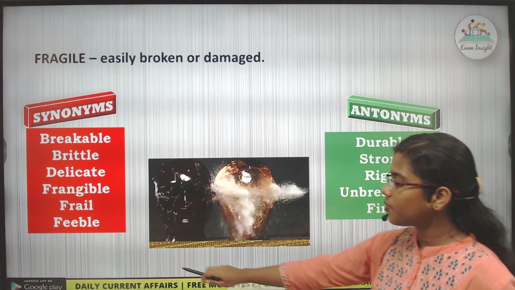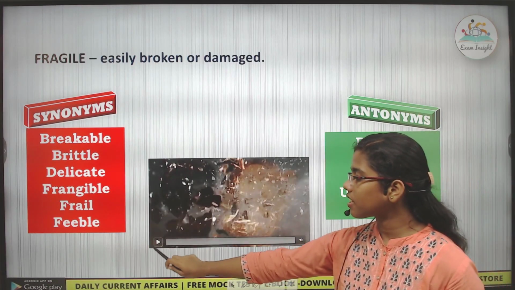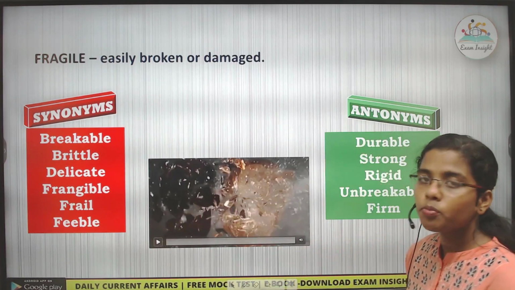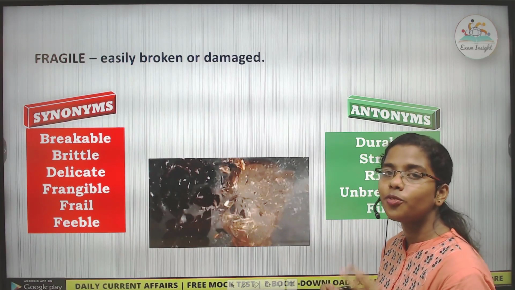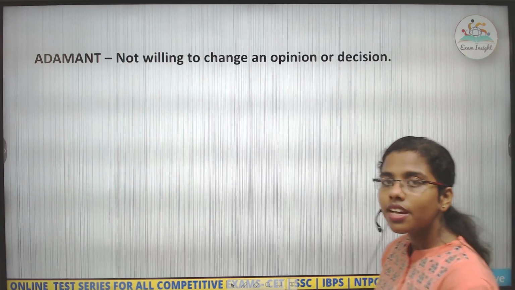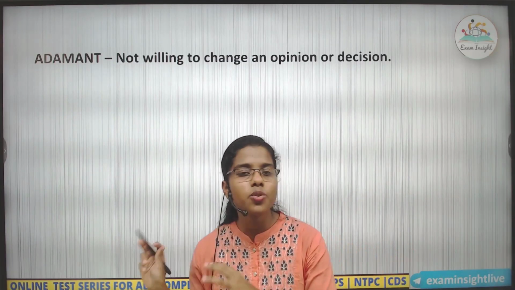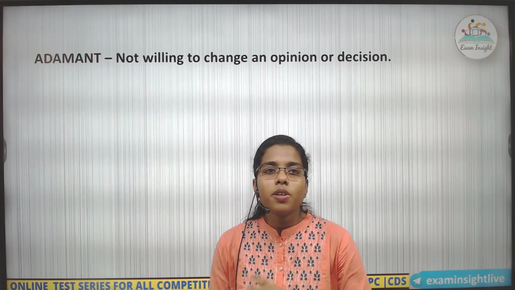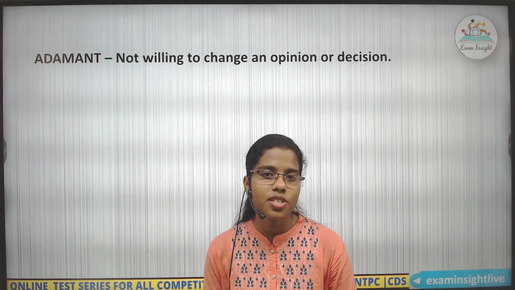You can see this video over here where it shows what is fragile. This is a glass particle. It is getting broken, so the things which can be broken easily are called fragile. Moving on to the next word, that is adamant. Adamant means a person not willing. It is also a quality, that is a person is not willing to change his or her decision.